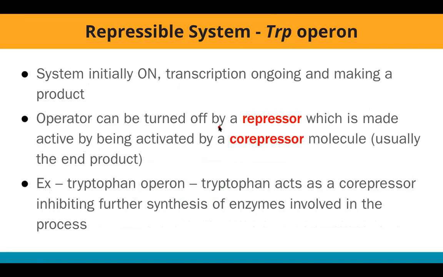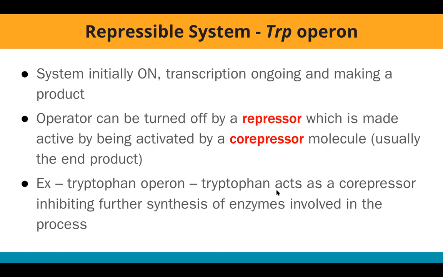Okay, the next type of system is the repressible system, or the trp operon. In contrast to the lac operon, which is an inducible system, the trp operon is a repressible system. So the system is initially on, transcription is ongoing and making a product. Now, the operon can be turned off by the presence of a repressor, which is made active by a co-repressor molecule, which is usually the end product.